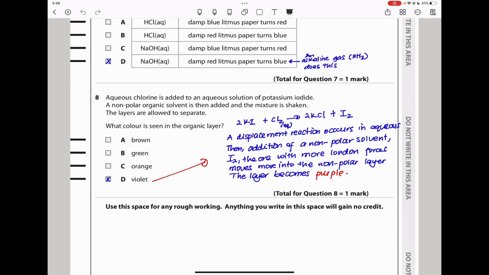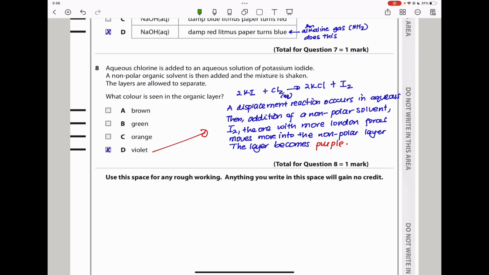Question 8 says, aqueous chlorine is added to an aqueous solution of potassium iodide. A nonpolar organic solvent is then added, and the mixture is shaken. The layers are allowed to separate. I want to demonstrate this. Remember, we have aqueous chlorine added to potassium iodide. Now you know a displacement reaction is going to occur. Since chlorine is more reactive than iodine, it is going to replace iodide in the potassium iodide. Potassium iodide reacts with chlorine, producing potassium chloride and iodine.